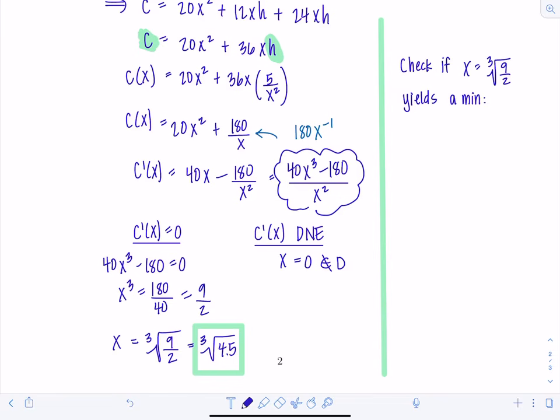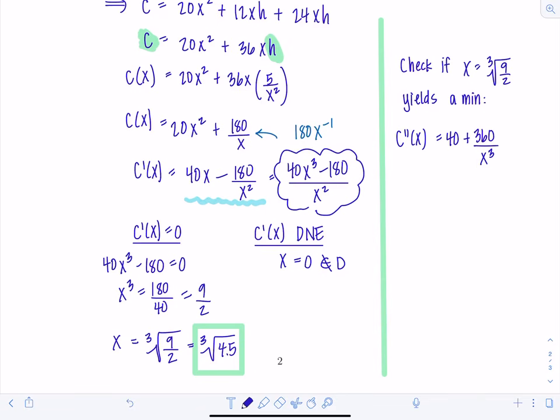So I'm going to compute c double prime of x. And the best place to go to compute it is from right when we computed c prime before we got the common denominator. That way you don't have to do any nasty quotient rule. So this is going to give me 40, and then I'm going to end up with now a positive, if I multiply by a -2, positive 360 over x cubed.